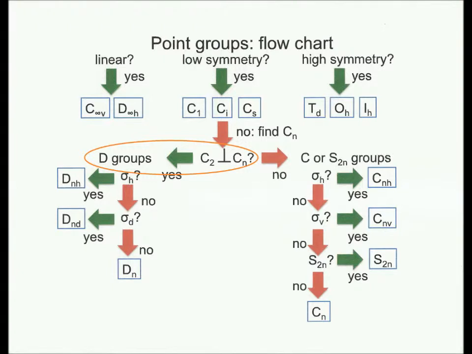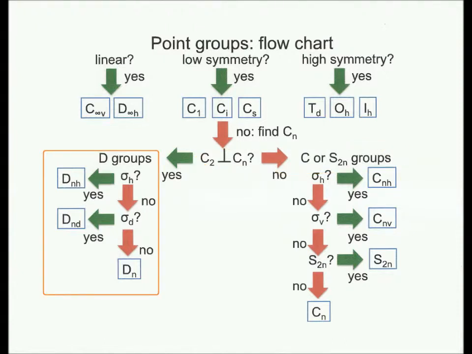If it does, then there are n C2 axes perpendicular to the primary axis of rotation, and the molecule belongs to the dihedral class of point groups. And if it does not, then the molecule belongs to the cyclic class of point groups.